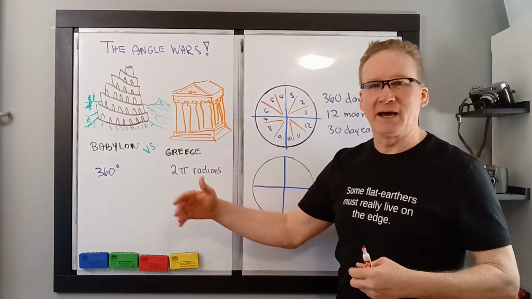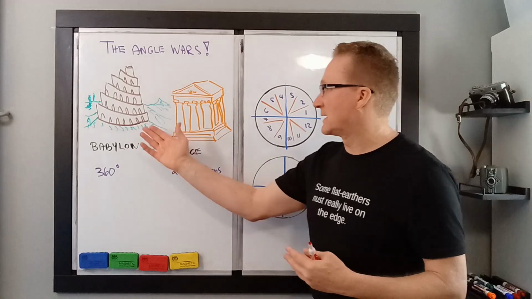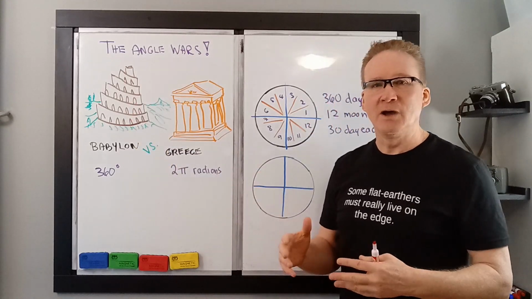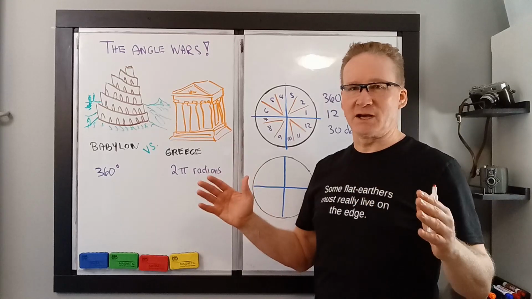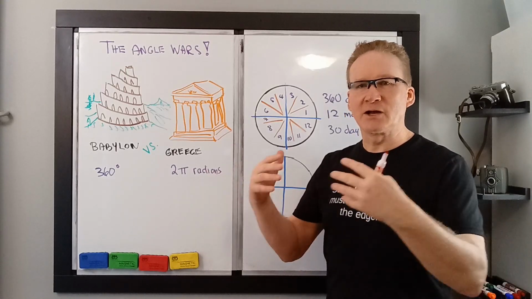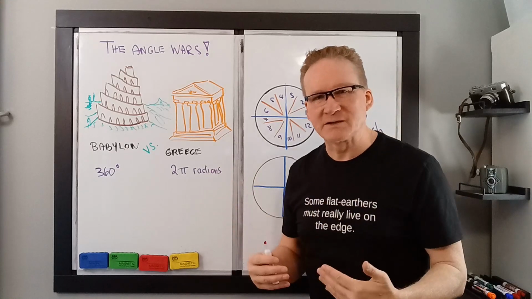Now, the Babylonians had a mighty empire 4,000 or 5,000 years ago. They're known for things like the Tower of Babel that I drew here for you, and the Hanging Gardens of Babylon, which were considered one of the wonders of the ancient world. They also did a lot of study of the heavens and the stars in the sky, and they tried to figure out what those things might mean to us.